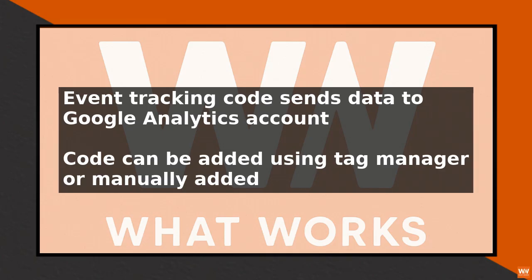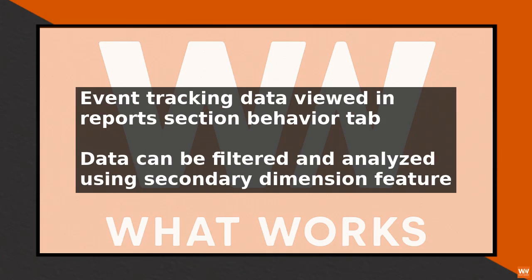To view your event tracking data in Google Analytics, navigate to the Reports section and select the Behavior tab. Then click on Events. Here you can see an overview of all the events that have occurred on your website, including the category, action, label, and value.